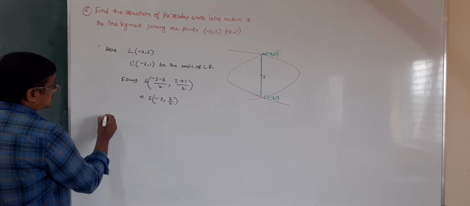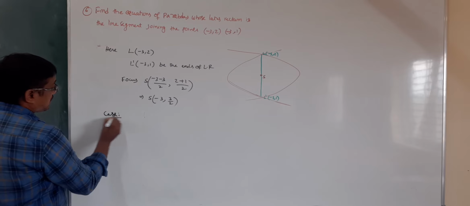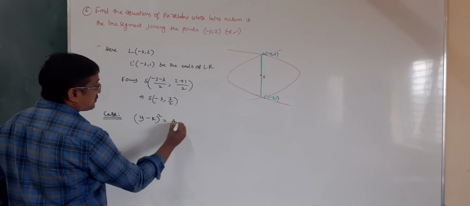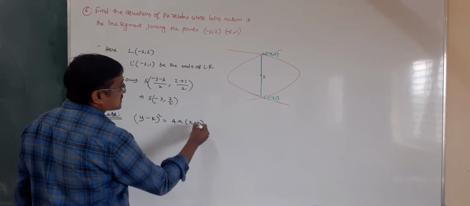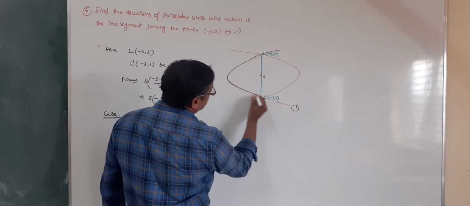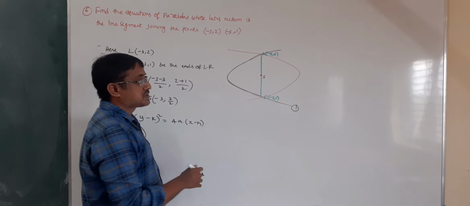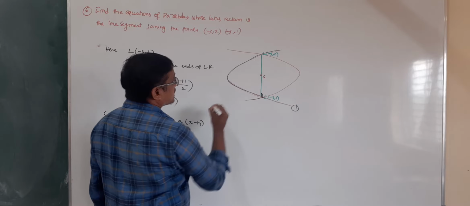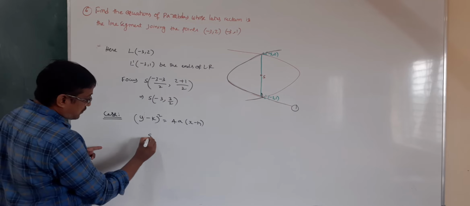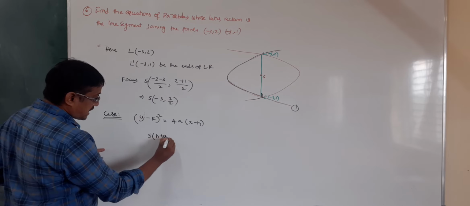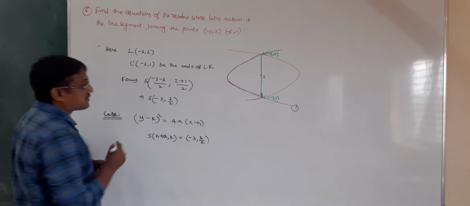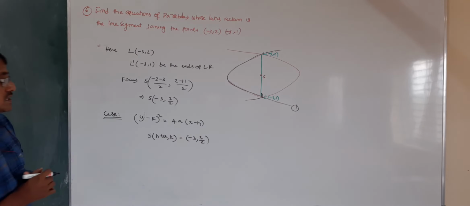Now let us consider the equation of the parabola of this form, that is (y - k)^2 = 4a(x - h). This is the parabola I am considering. This opens towards the positive x-axis. Now for this parabola the focus is (h + a, k), which is given as (-3, 3/2). Now what is a here?